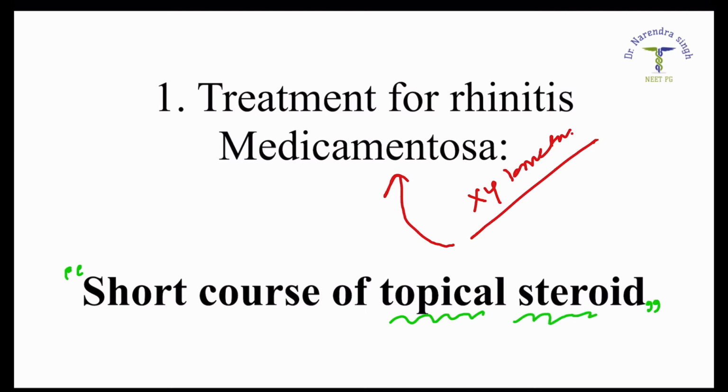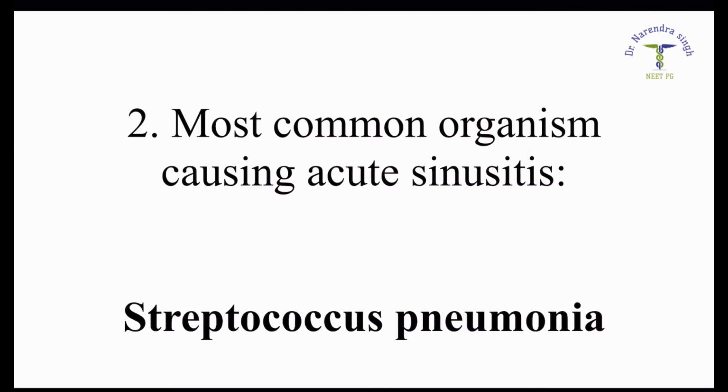Now, going to question number 2, which says the most common organism causing acute sinusitis. We have to remember that it is SP, or ASP, acute sinusitis, that is Streptococcus pneumoniae. Streptococcus pneumoniae is the most common organism.